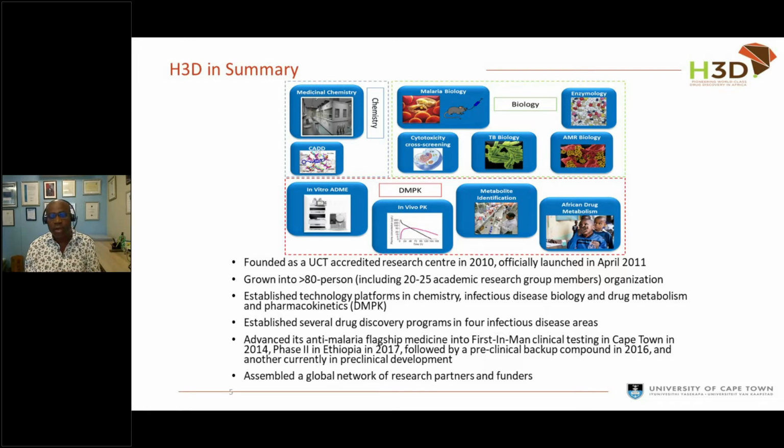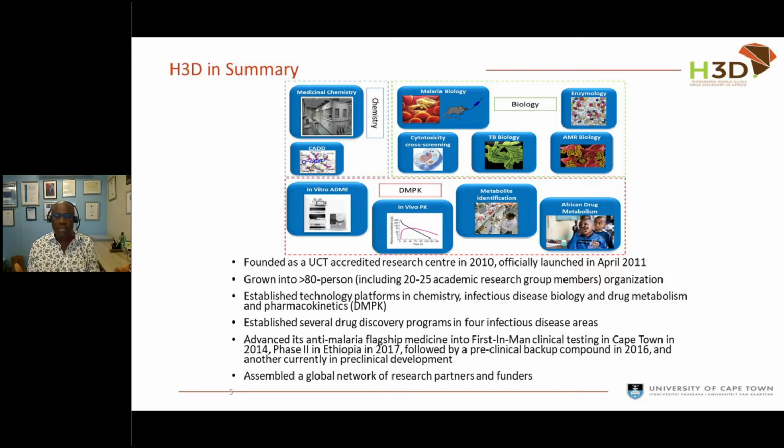At the very bottom of the slide, you will see the DMPK, which is your drug metabolism and pharmacokinetics platform. That really completes the suite of the platforms that allow us to take projects from the lab to the clinic. So that's what we've established by way of platforms to facilitate early stage drug discovery. In the course of the last 10 years, we established drug discovery programs in 4 main infectious diseases.